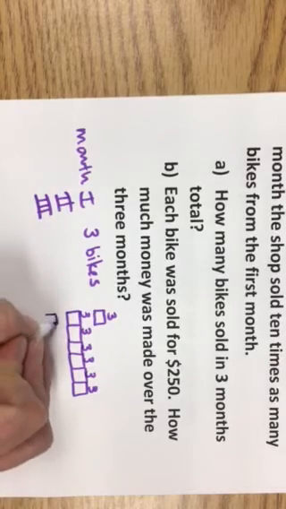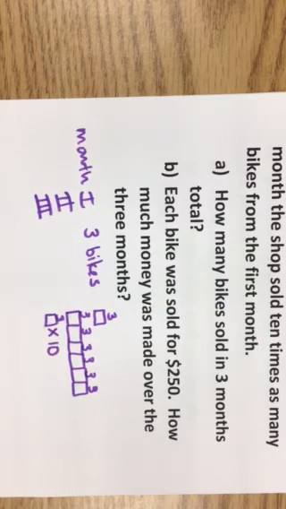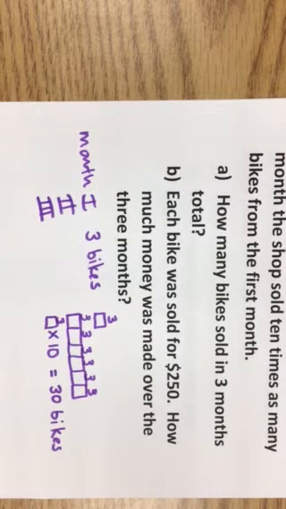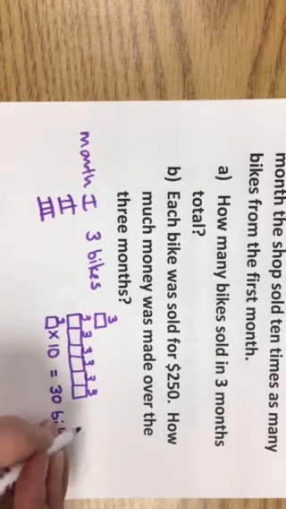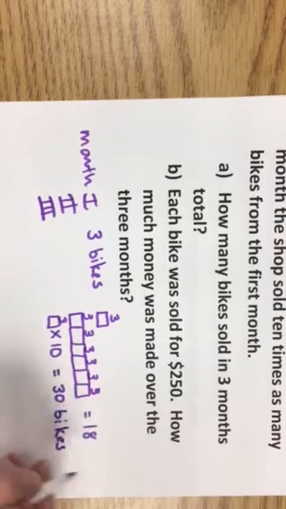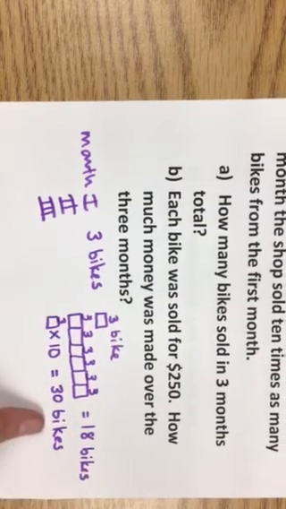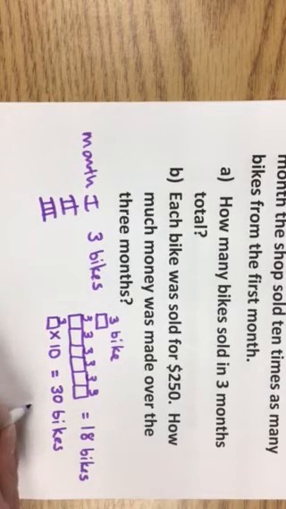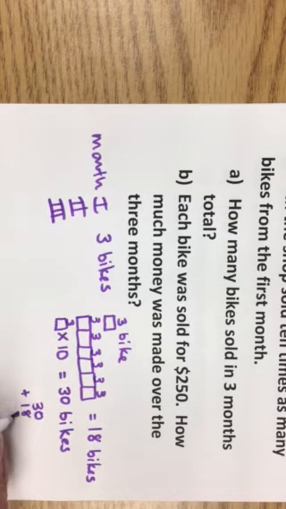And then it reads, the third month, the shop sold 10 times as many bikes as the first month. Okay, so if the first month was 3 and it sold 10 times as many, we automatically know that 3 times 10 gives us 30 bikes. Okay, so how many bikes in total? Well, we've got 3 times 6 gives us 18 bikes. 3 bikes the first month plus the 30 bikes, okay? So we've got a total of 51 bikes if we add those all together. 30 plus 18 plus 3.